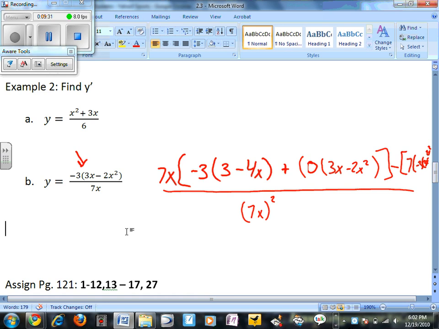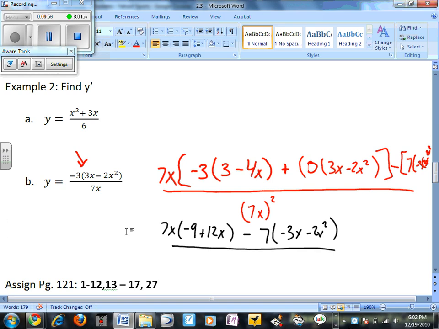Looks like I have 7x times -9 plus 12x for that top, and then it'd be minus 7 times -3x minus 2x squared, all over, when I square the bottom, 49x squared. And again, I'll leave you guys to go ahead and simplify, combine like terms, and simplify as far as possible. So hopefully the quotient and the product rule makes sense, and we'll see you later.